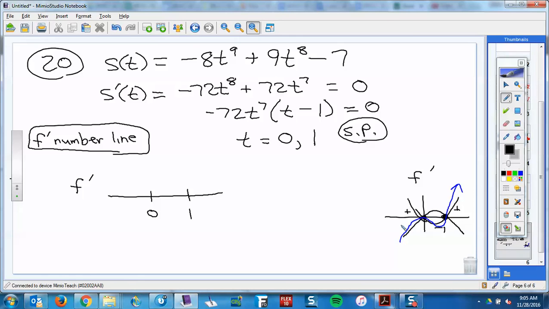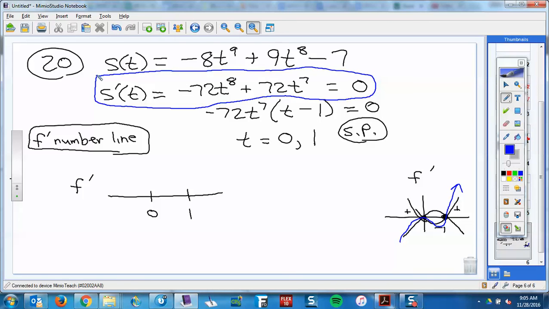Okay, well, how do we tell? How do we tell if F prime is positive, between 0 and 1? We don't have a graph, but we do have an equation, right? We got an equation for S prime right here. Put in numbers. Let's put in 0.5. What can we put to check over here?